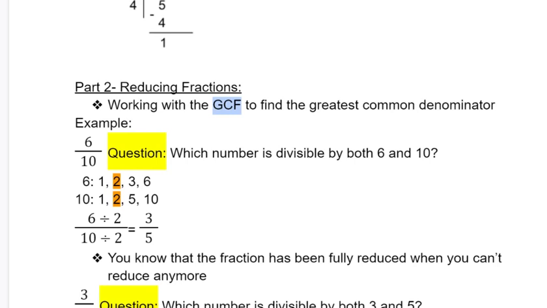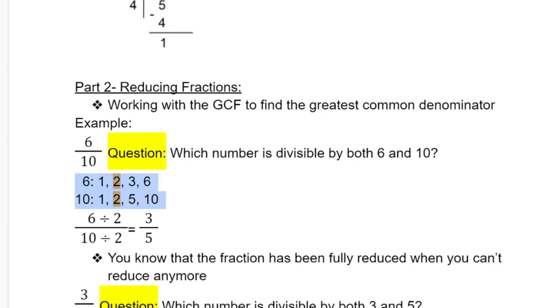But if we're looking at this example here with 6/10, we're asking ourselves the question, which number is divisible by both 6 and 10? And that's when we lay out all of these numbers that are multiples of 6 or factors.